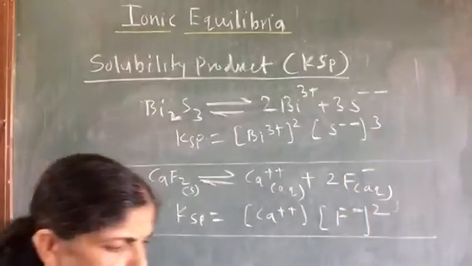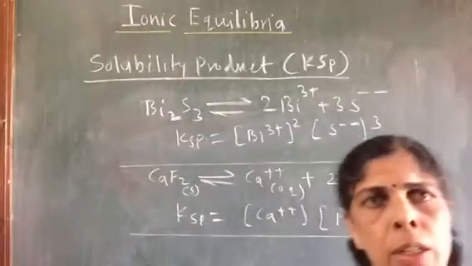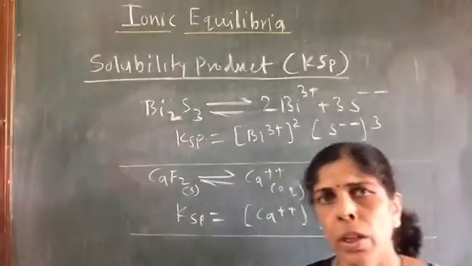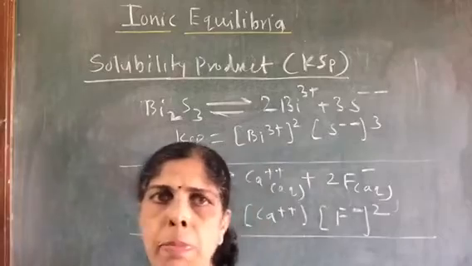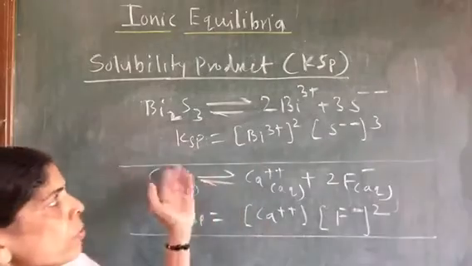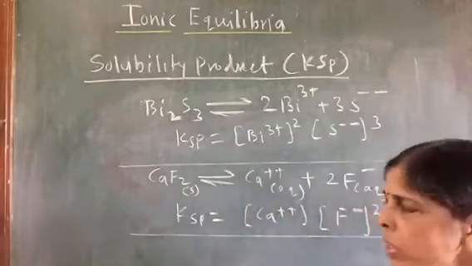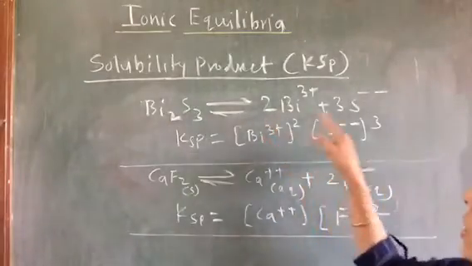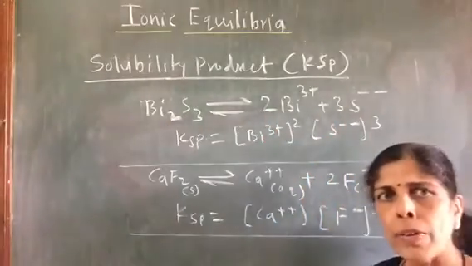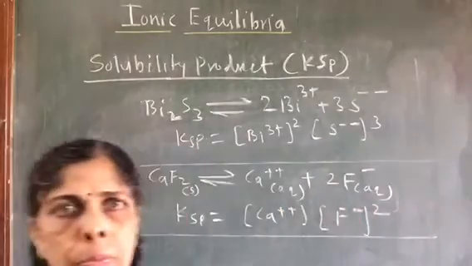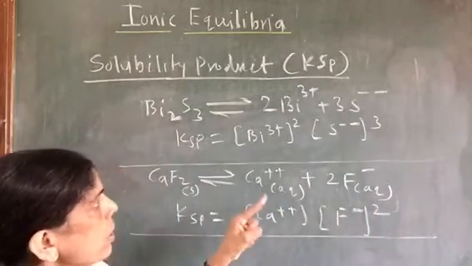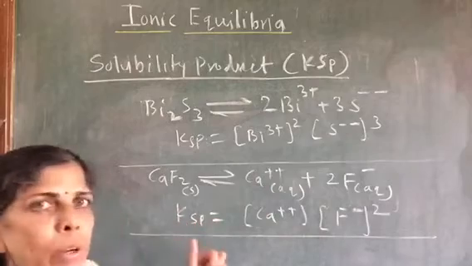So what you can say is, in a saturated solution of a sparingly soluble salt, the product of molar concentration of ions raised to a power which is equal to the coefficients in the balanced chemical equation, or the coefficients in the equilibria, is constant, and that constant is nothing but the solubility product.